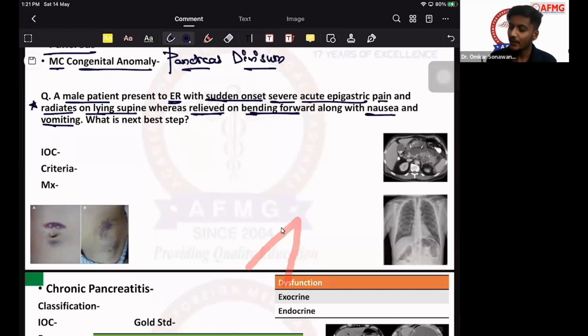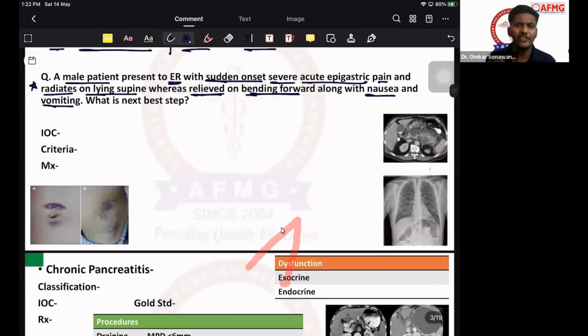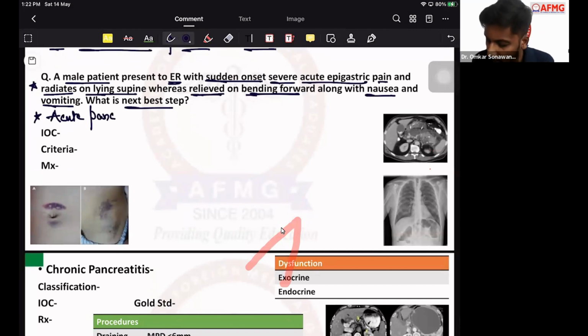So coming back to our question, a patient comes to the ER with sudden onset severe or excruciating acute epigastric pain radiating to the back, increasing on lying supine and relieved on bending forward, with nausea, vomiting, and fever. All of these features are present. What is the next best step, anybody? Now you are definitely suspecting pancreatitis. You have performed a per abdominal examination, all of that. What is the next best step to be done? What is the most specific test for acute pancreatitis? The provisional diagnosis that you are thinking of is definitely acute pancreatitis. What is the next best step, anybody?